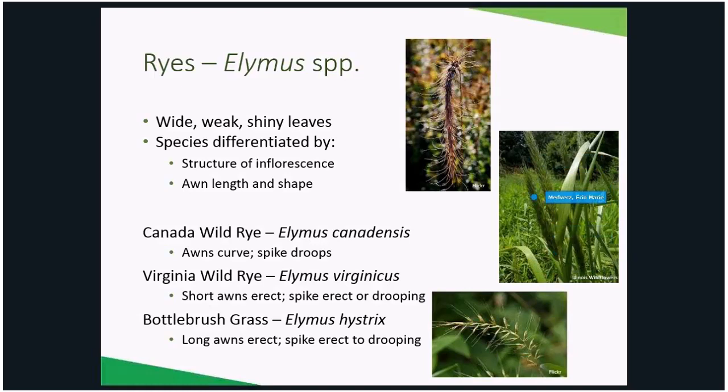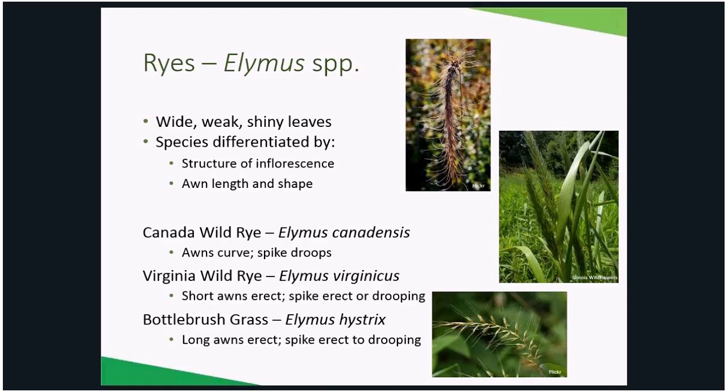But a good characteristic to then look for is that all of the awns, you might not even be able to see them because they're all held straight up. Okay, so in this case, we do not have curved awns. We have straight awns. So whether this spike is drooping or it's held up straight, we still have straight awns that tells us it's Virginia wild rye.